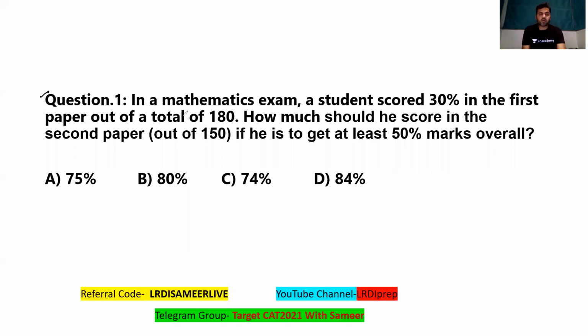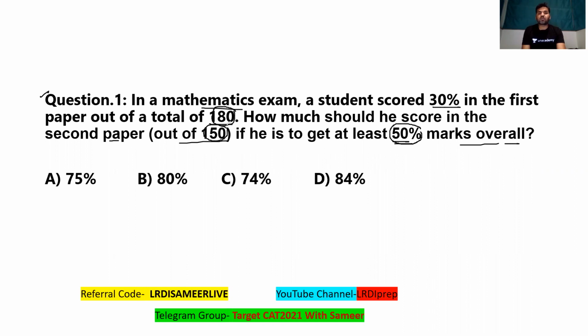So here's question number one. This is an actual math paper question. It says in a mathematics exam, a student scored 30% in the first paper out of total 180. How much should he score in the second paper out of 150 if he's to get at least 50% marks overall? So his minimum target is to get at least 50% overall, and he's giving two papers.